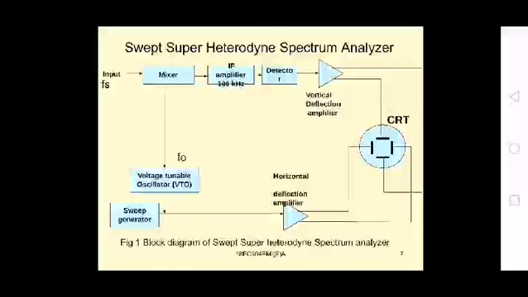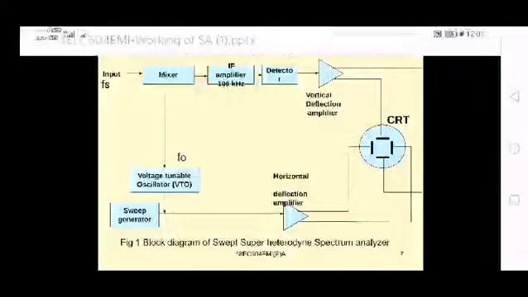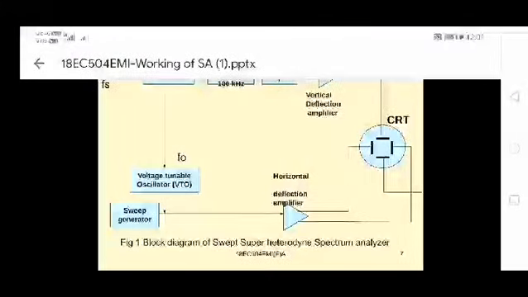So the other input is the output of the local oscillator, which is coming from the voltage tuned oscillator. As the voltage tuned oscillator is sweeping from f minimum to f maximum of its frequency band at a linear recurring rate, it is varying not in a non-linear way but linearly, and at a recurring rate.